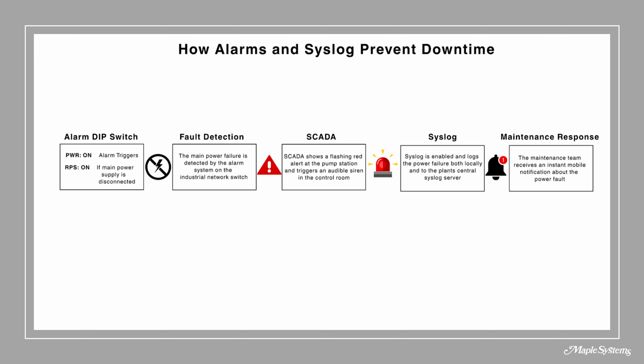How Alarms and Syslog prevent downtime. So on the dip switch, if you have the power and RPS enabled, when the alarm is triggered and if the main power supply is disconnected, you have a fault detection. So the main power failure is detected by the alarm system on the industrial network switch. The SCADA shows a flashing red alert at the pump station and triggers an audible siren in the control room. The Syslog is enabled and logs the power failure both locally and to the plant's central Syslog server. And then as a maintenance response, the maintenance team receives an instant mobile notification about the power fault.